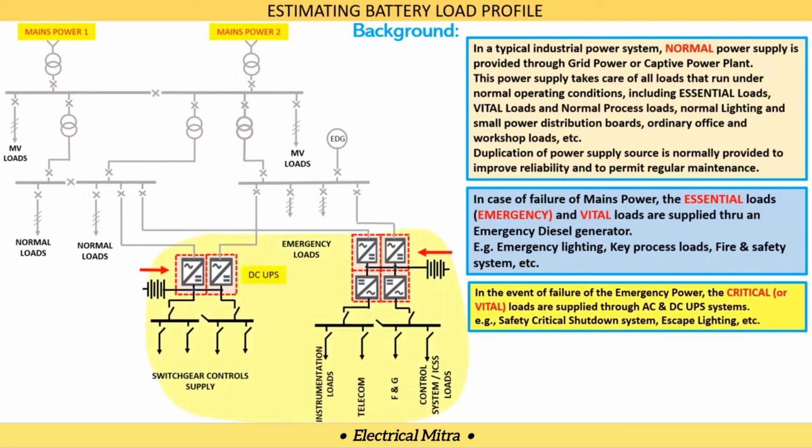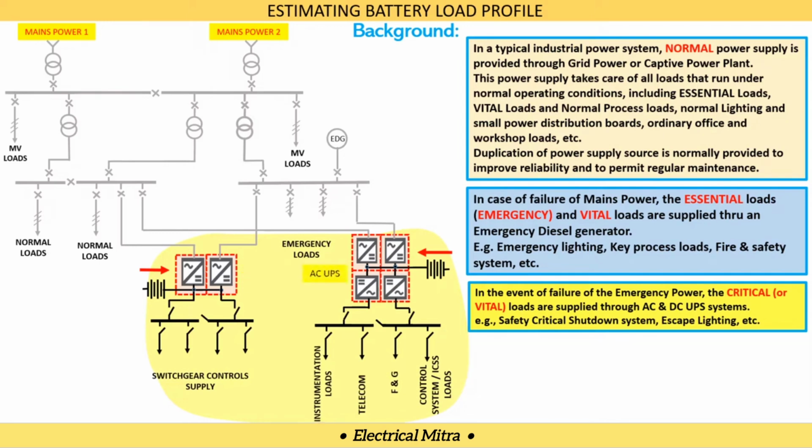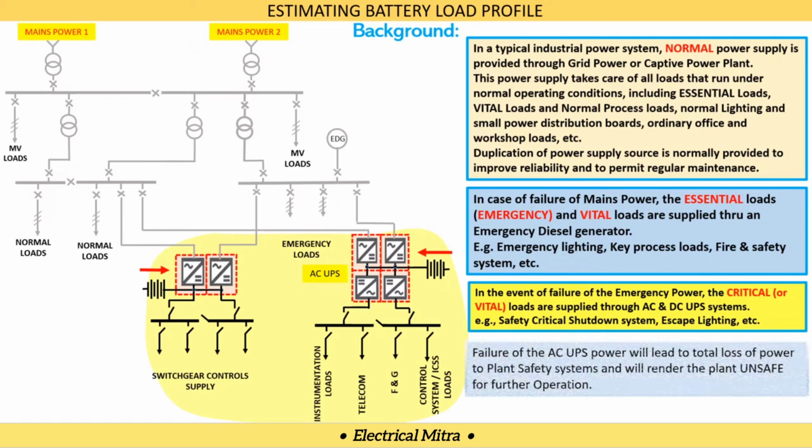Failure of the DC UPS power can result in fault detection devices unable to detect faults, breakers unable to trip on faults, local and remote indication becoming inoperable, etc. Whereas failure of the AC UPS power will lead to total loss of power to the plant safety systems and will render the plant unsafe for further operation.